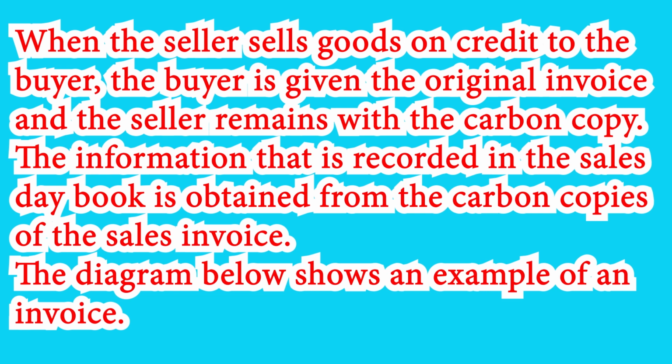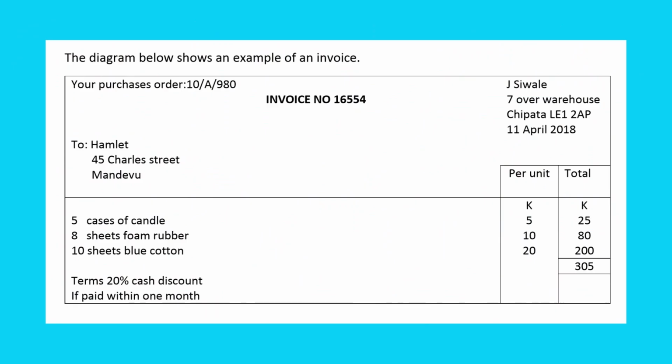In this example of an invoice, we have your purchase order, and the purchase order is 10/A/980. Then we have the invoice number, which is 16,554. Then we have the seller there on the top right, and the seller is J Siwale. The location of J Siwale is 7 Overwarehouse, Chipata, LE12AP. Then the date that it was issued is 11th of April 2018.